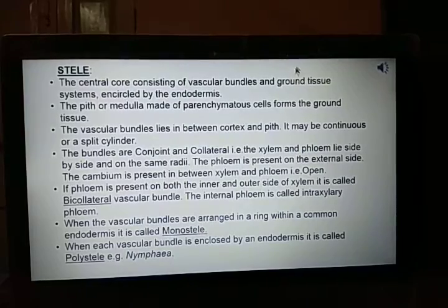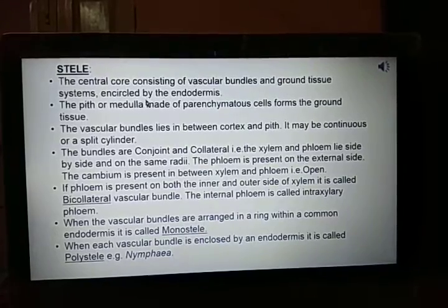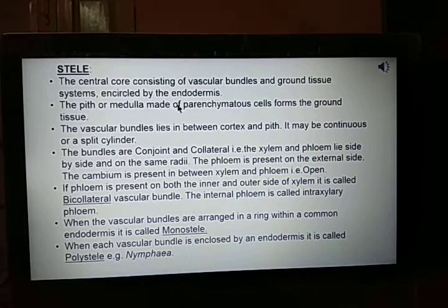Next to the endodermis is the massive stele. It consists of vascular bundles and ground tissue system. It is encircled by the endodermis. Now, the pith or medulla, the central part of the stele, is made up of parenchymatous cells, which form the ground tissue. The vascular bundles actually lie within the ground tissue in between the cortex and the pith. It may be continuous or it may be a split cylinder.